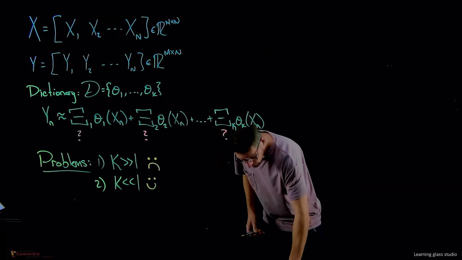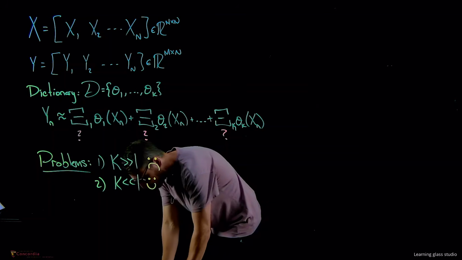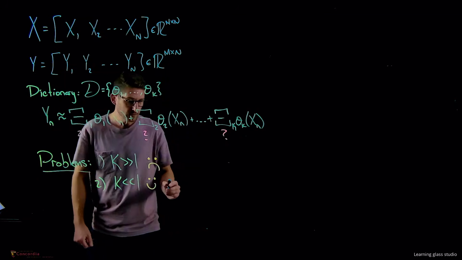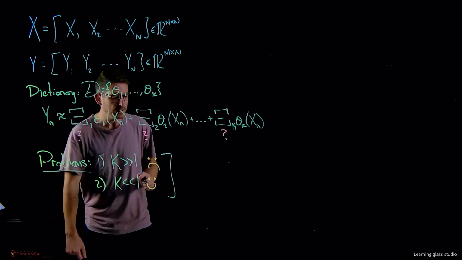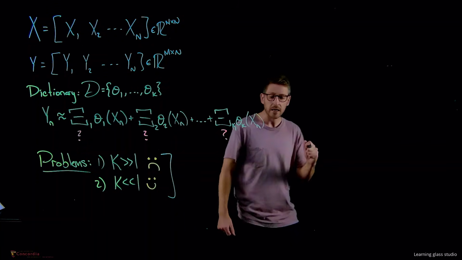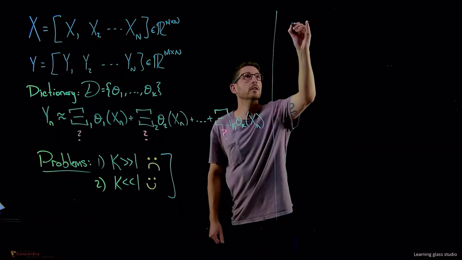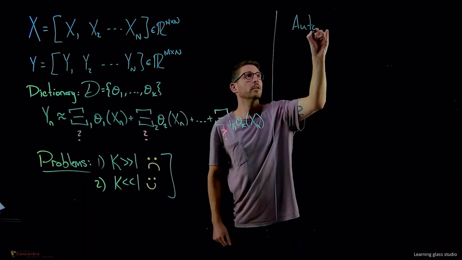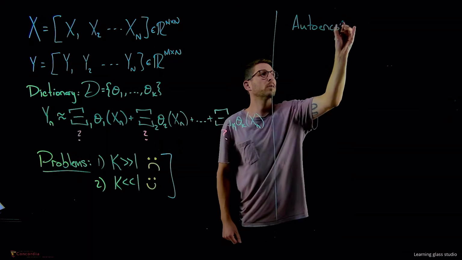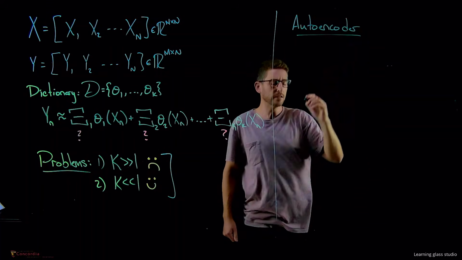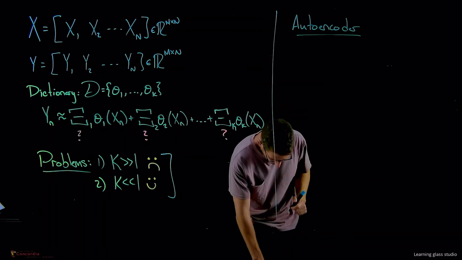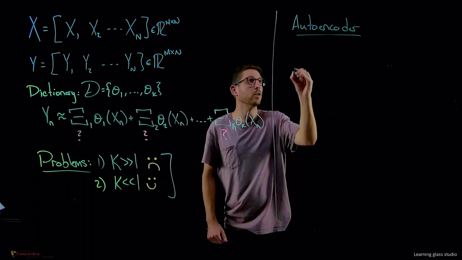So what we would like to do is use an autoencoder to address both of these issues at the same time. So let me show you what I mean here. We are going to use an autoencoder. Now we're pretty familiar with autoencoders based on this lecture series. I'm going to take the function, the encoder.